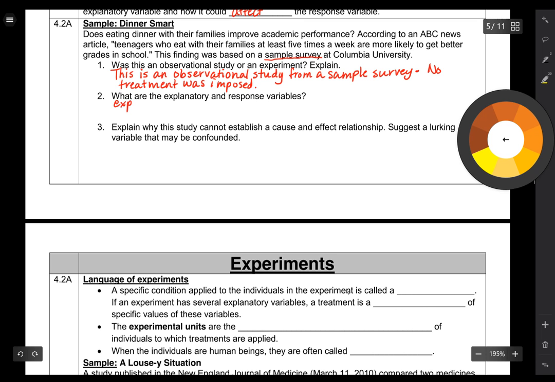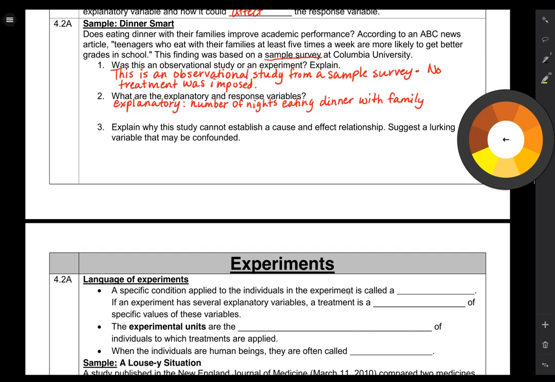The first question just tells you what the variables are. Does eating dinner with their families improve academic performance? So the explanatory variable is the number of nights eating dinner with family. Dinner's a nighttime activity. And the response variable was grade point average or academic performance, all measurable.